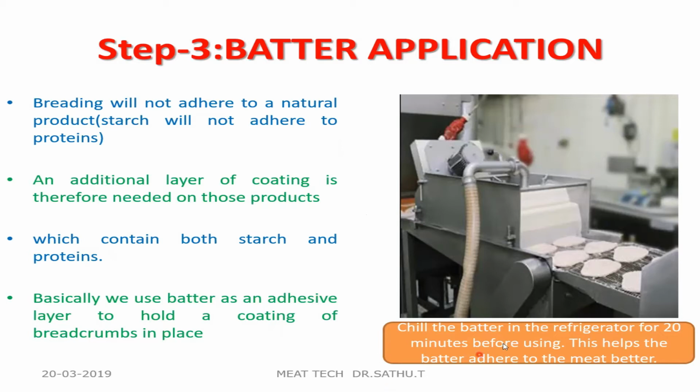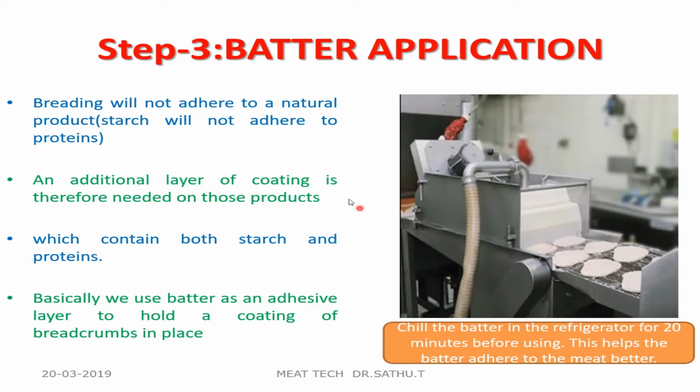Okay, so there is another thing that we can follow. The batter that we use can be chilled for around 20 to 30 minutes in the refrigerator. This helps the batter adhere to the meat better. Okay, so the batter will adhere better because it becomes a little more solid-like. The viscosity will be reduced, and the batter will adhere better to the meat.